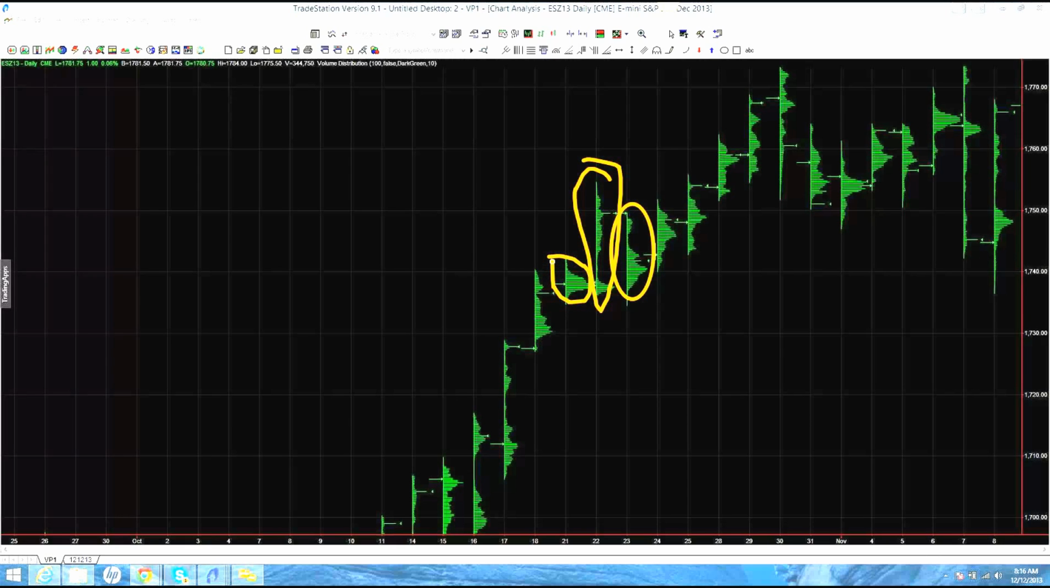So one of the scenarios I'm certainly looking for is balance. Let's go and look at what that might look like on the chart. Hold on one second here.